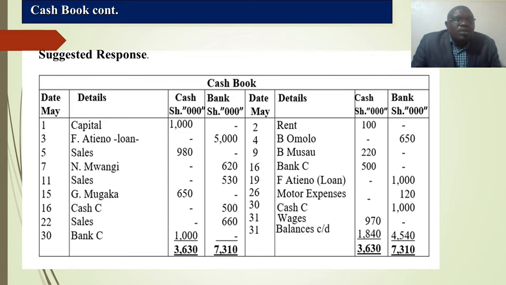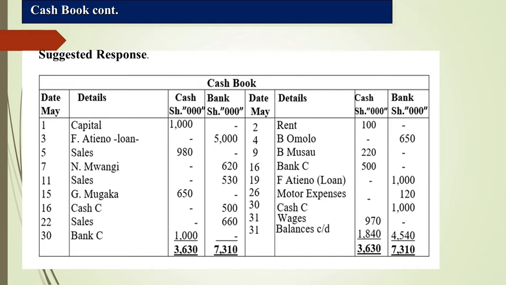So once we have recorded all these transactions, we need to balance off the cash book. How do we balance it off? We find totals. So we find totals of each column. So we find the totals for the debit side, and we find totals for the credit side. So let us start by finding the totals on the debit side. The cash column, the total is 3,630,000.